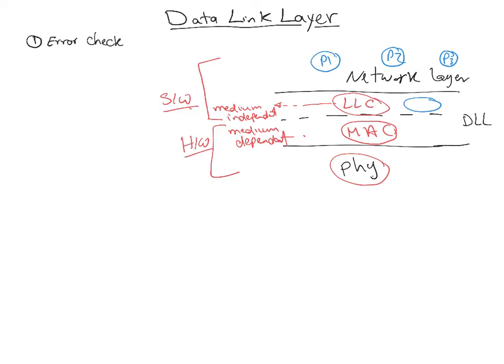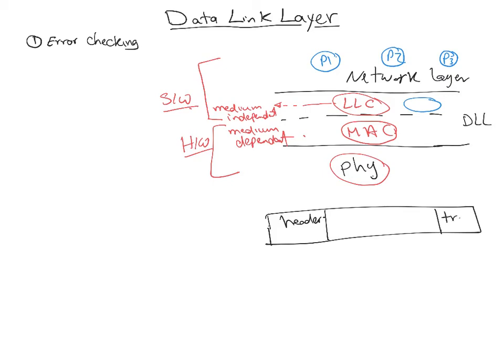So error checking is done by the logical link control. And by error checking here, we mean that we have to take the protocol data unit in the data link layer, which, as we have discussed before, is composed of a header and a trailer. And we'll talk about why we need a header and trailer in the data link layer. That's also another distinction for the data link layer. And we have the data in the middle.